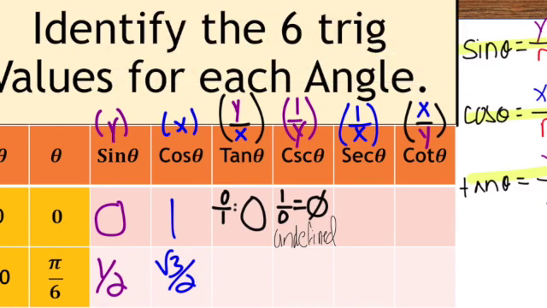Okay, let's go to the next one. Secant is the reciprocal of cosine. So if you take 1 and flip it, you just get 1. The cotangent is the reciprocal of tangent. So if you flip 0 over 1, you get 1 over 0. And if you flip that, you get undefined or no solution. All right, let's keep going.